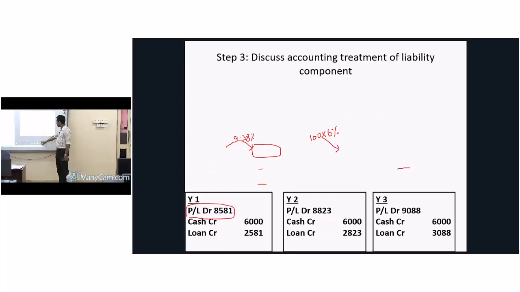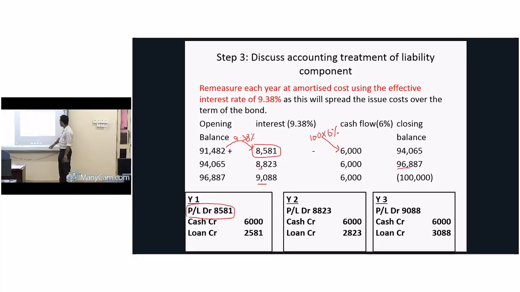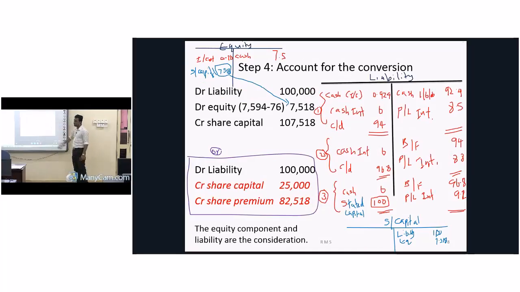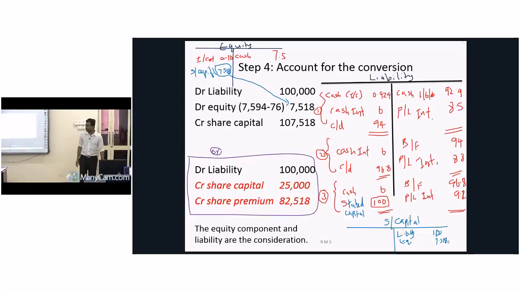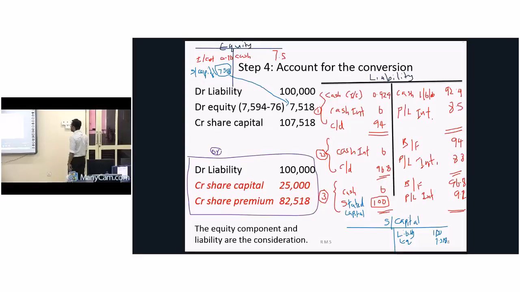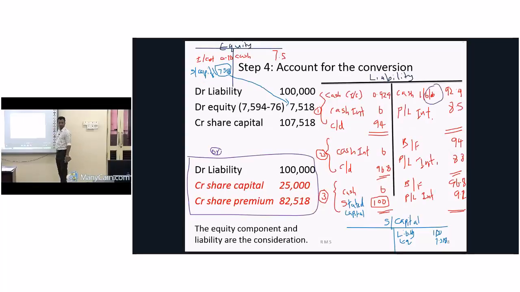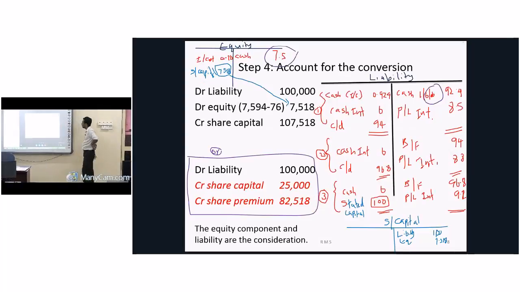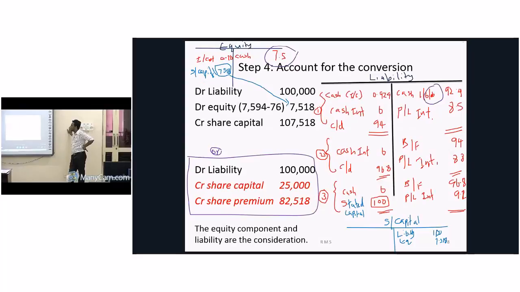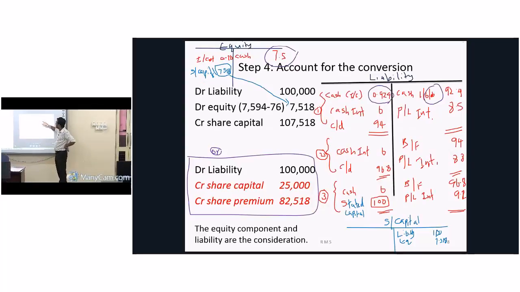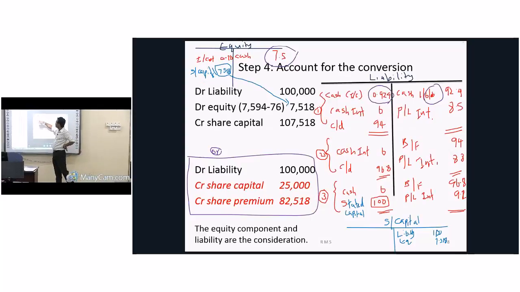How to account for the first 3 years? We'll look at this. The account is the liability. At the beginning, the double entry balance is 92.4 liability credit, equity credit 7.6, and cash debit. Issue cost: 0.9 here debit, equity account debit issue cost, cash credit, and 1000 of them.